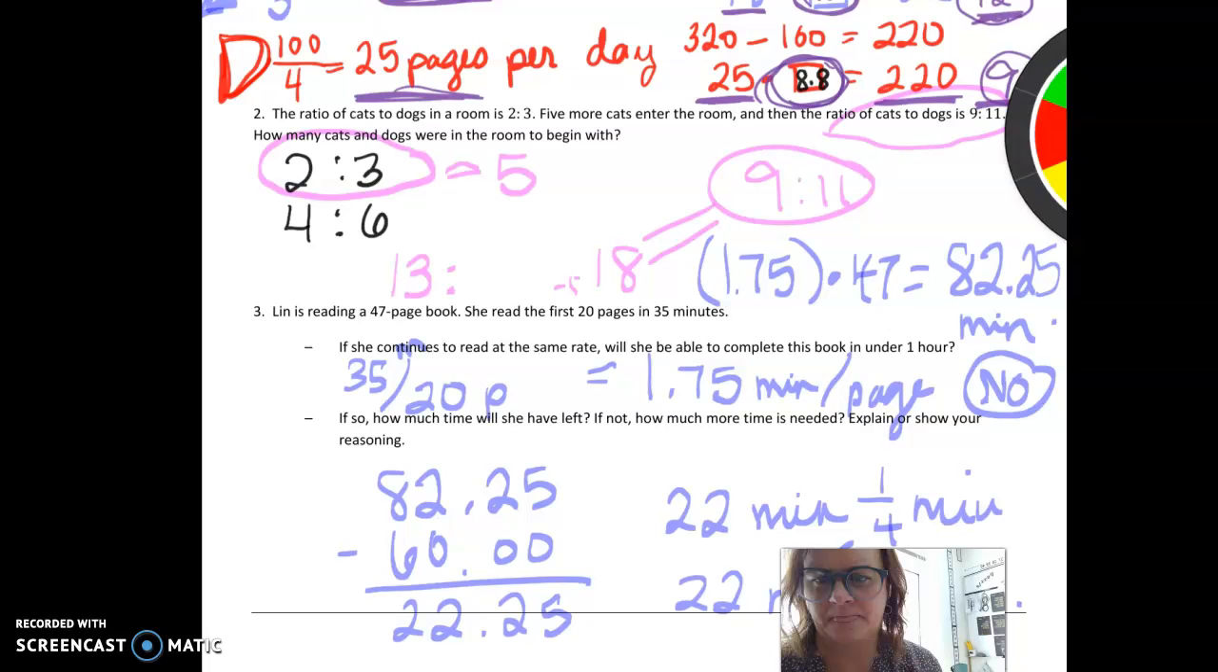Okay, let's go back to the ratio of dogs to cats problem. All right. So, what were we saying? 9 to 11, that'd be 18 animals.